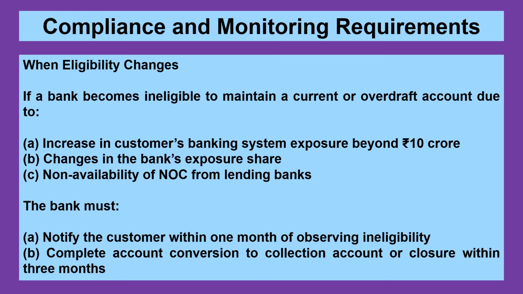When eligibility changes, if a bank becomes ineligible to maintain a current or overdraft account due to A. Increase in customers' banking system exposure beyond rupees 10 crores, B. Changes in the bank's exposure share, C. Non-availability of NOC from lending banks, the bank must A. Notify the customer within 1 month of observing ineligibility, B. Complete account conversion to collection account or closure within 3 months.